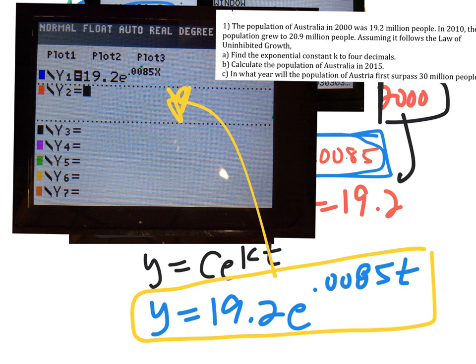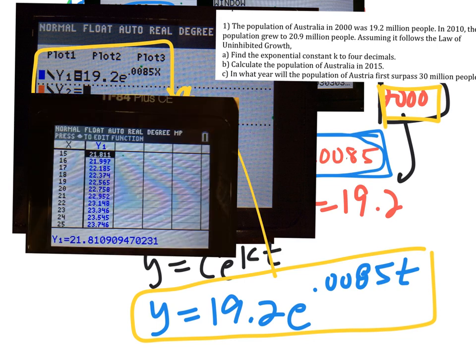So in problem B, calculate the population of Australia in the year 2015. Since I chose the year 2000 to be my starting point, and I have the exponential growth constant in the equation for this problem, I'm just going to go to my table and look at the value when x is equal to 15. So here the population of Australia in the year 2015, according to this exponential growth model, is going to be, and I'll stick with the same unit of measure, 21.8 million people.